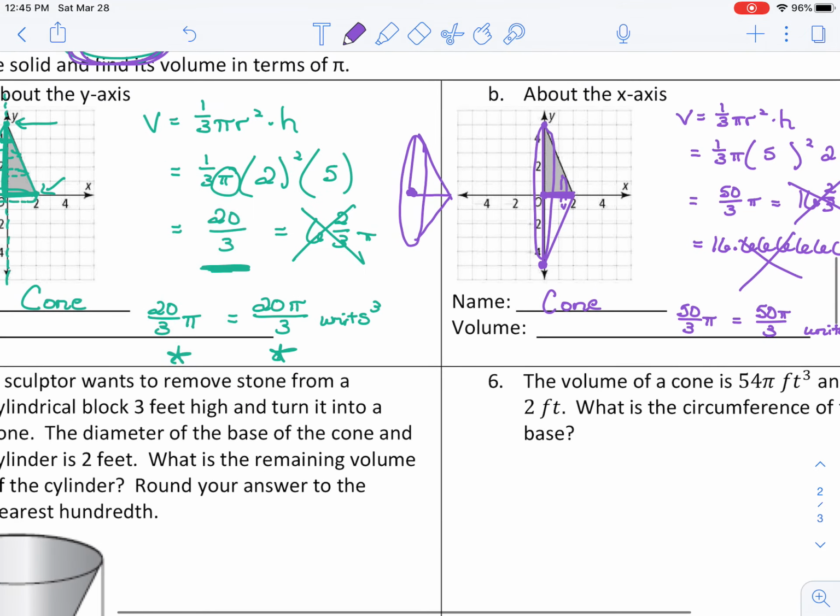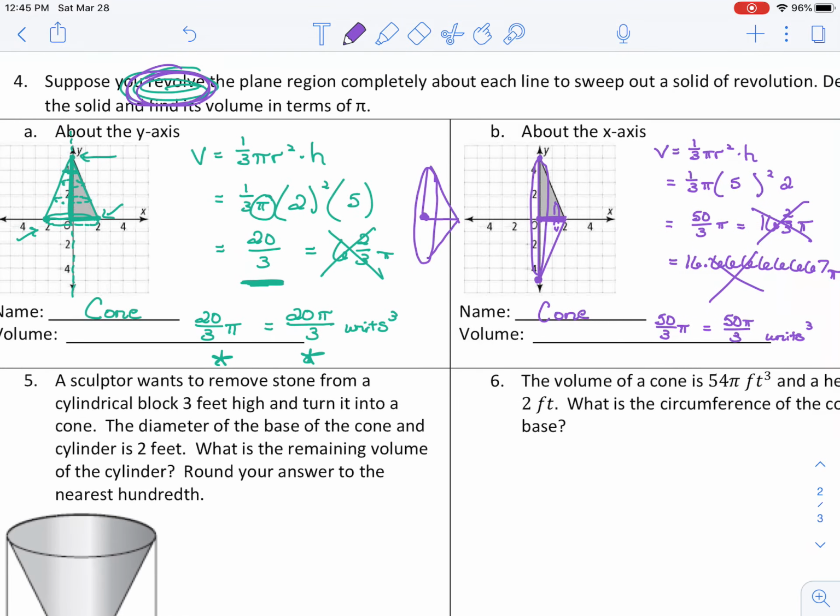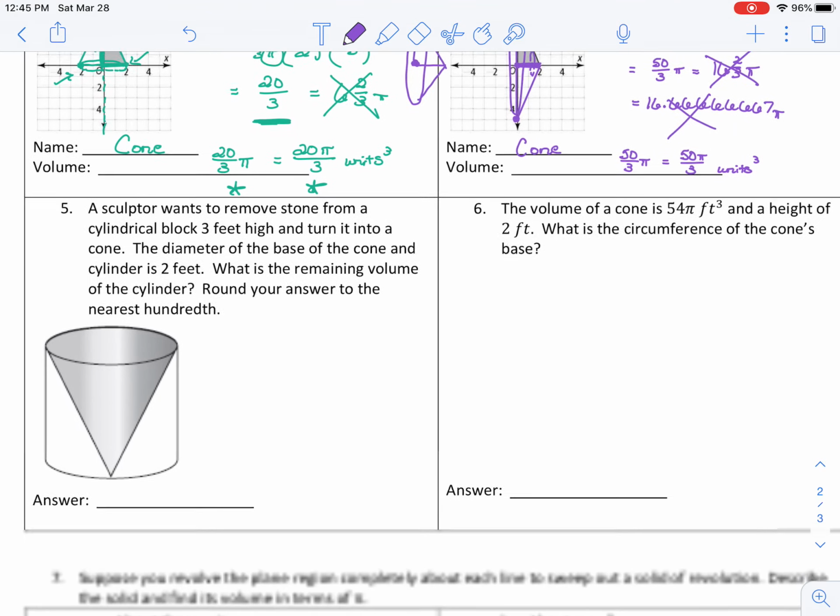So your volume changes depending on the thing you rotate about. So be careful with that. A and B are not the same answer.